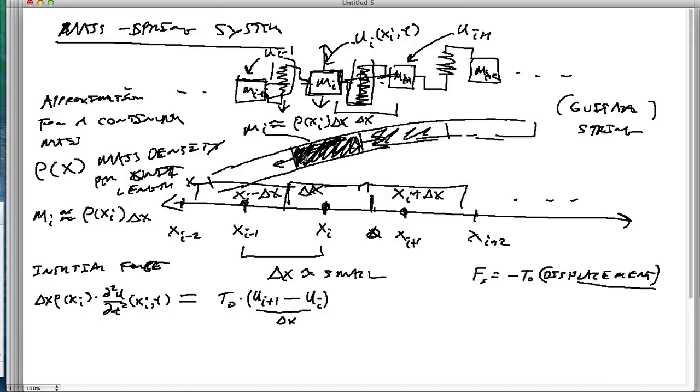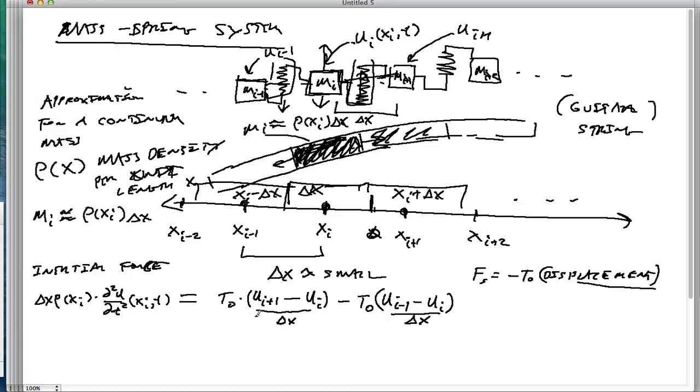So what we need to do then is write this as follows. We need to account for the displacement going in the other direction. So here we'll again write it as a minus T0 times u(i-1) minus u(i). And again, it's per unit length. Okay, there we go.